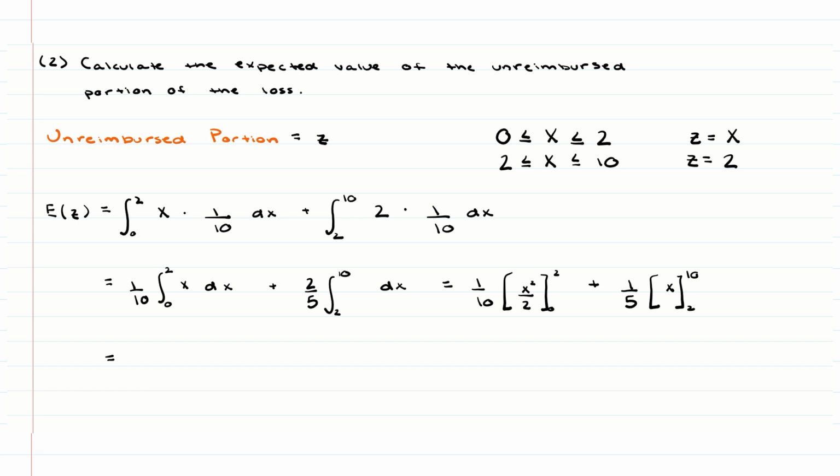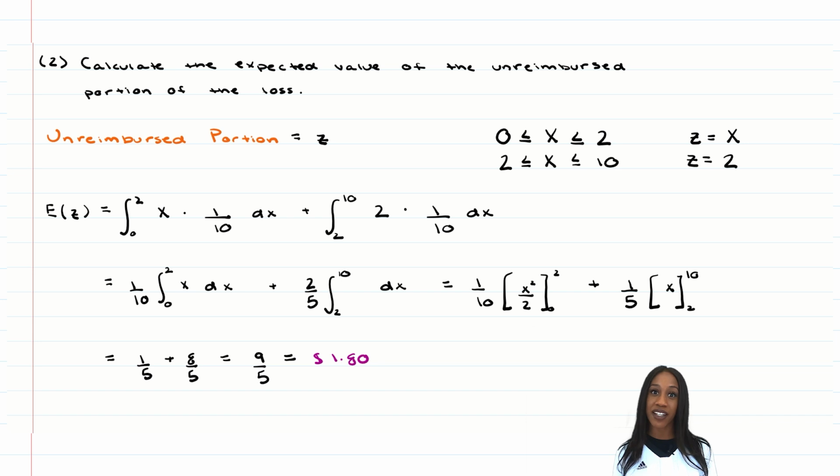This simplifies to 1 over 5 plus 8 over 5, and that gives us a final answer of 9 over 5. As a dollar amount, this would equal $1.80. And there you have it. We found the expected value for how much the insurance company would need to pay, and we found the expected value for how much the insured person would need to pay.